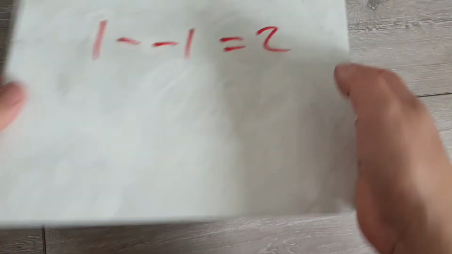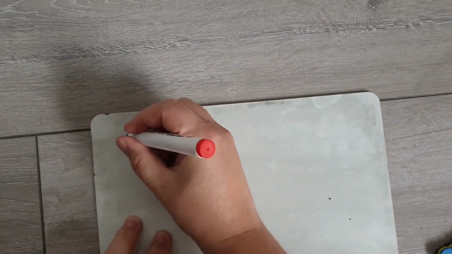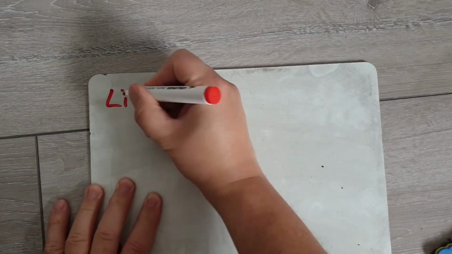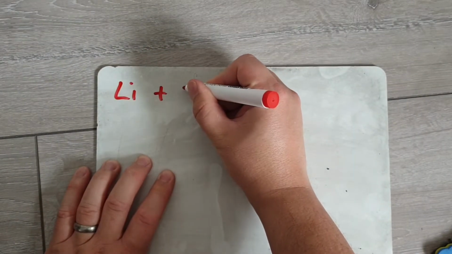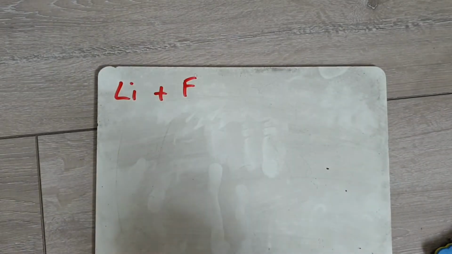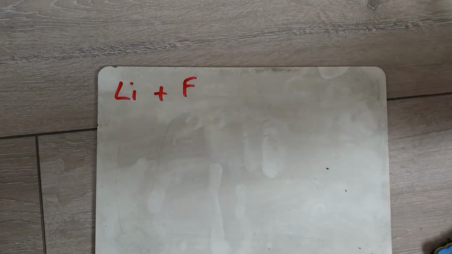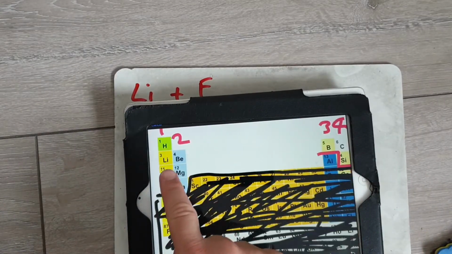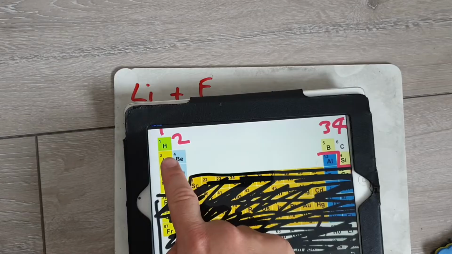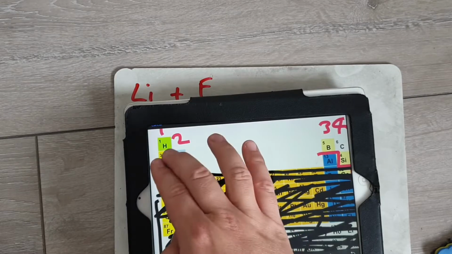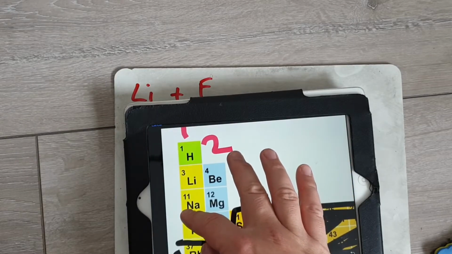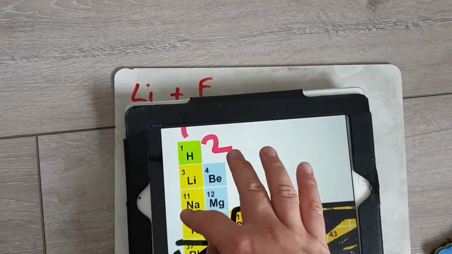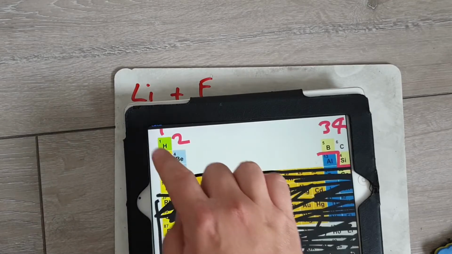Right, quick example of ionic bonding. If we talk about lithium, Li, bonding with fluorine, F, we need to look at our periodic table. Lithium is over here, in group 1, so we know it's got 1 electron in its outer shell. If you zoom in, lithium's got an atomic number of 3, so it's got 3 electrons and 1 in its outer shell.